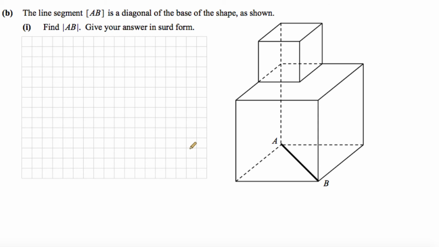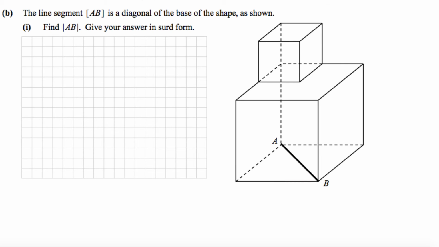Okay, part B, the line segment AB is a diagonal of the base of the shape as shown. Find the length of AB. So these straight brackets here mean the length. So we have to find the length of AB and give your answer in surd form. So leave it with the root signs in other words.